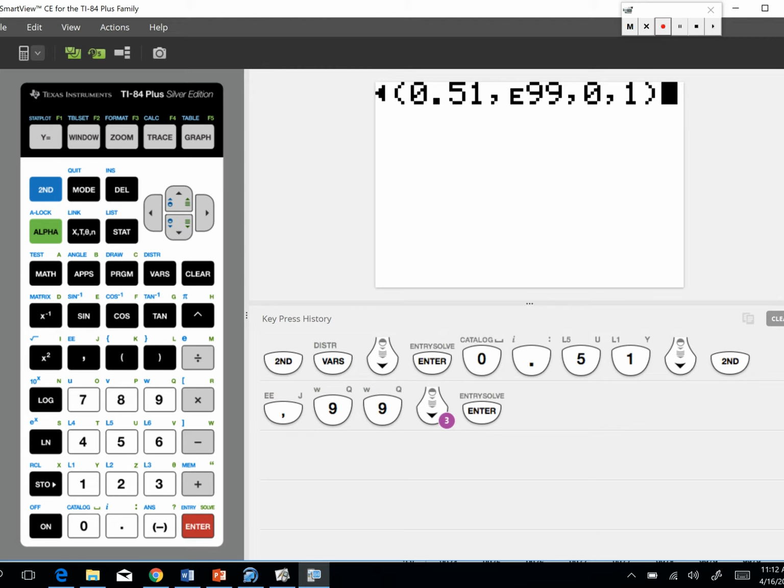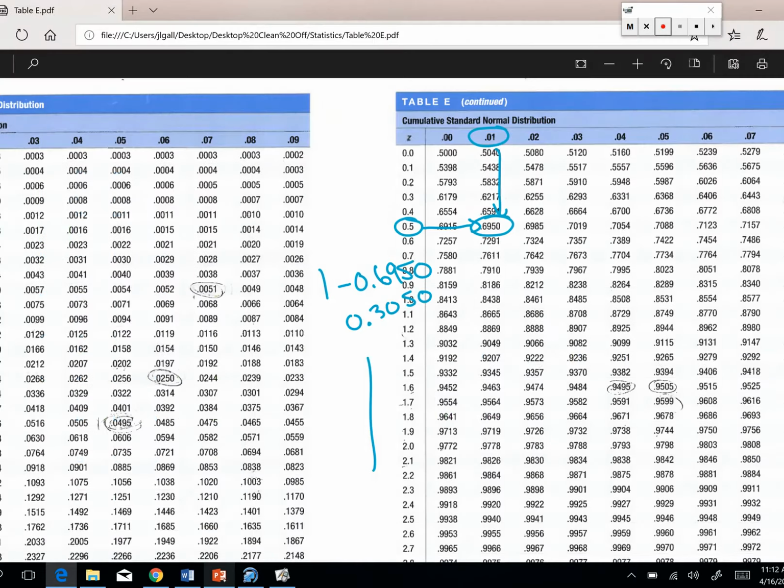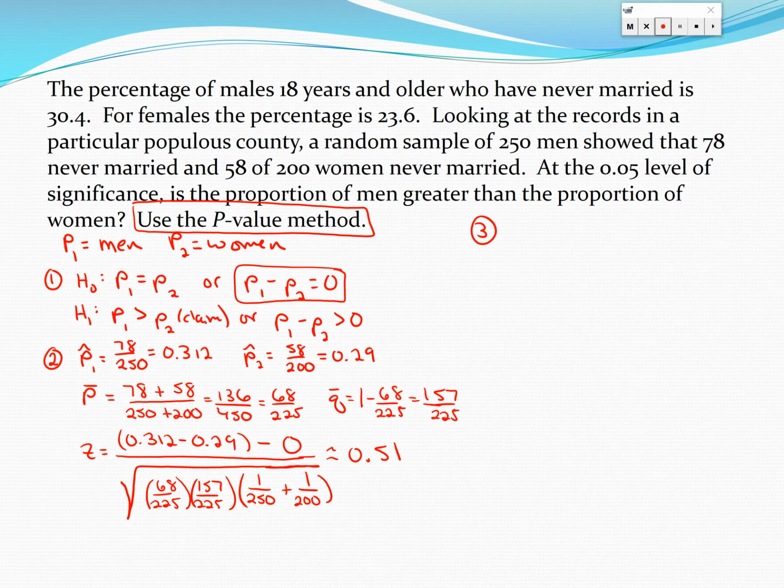So that's if you're using the test value to find your p-value, table or calculator style. Totally your choice. If I do the calculator, I end up with the exact same thing. So that would give me my p-value. And so we have p-value equals 0.3050.